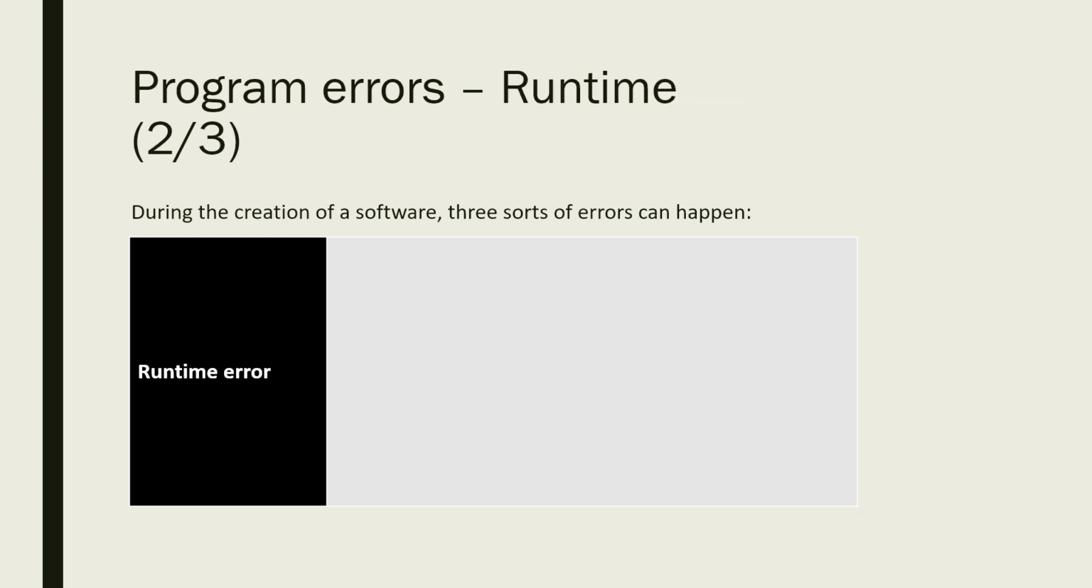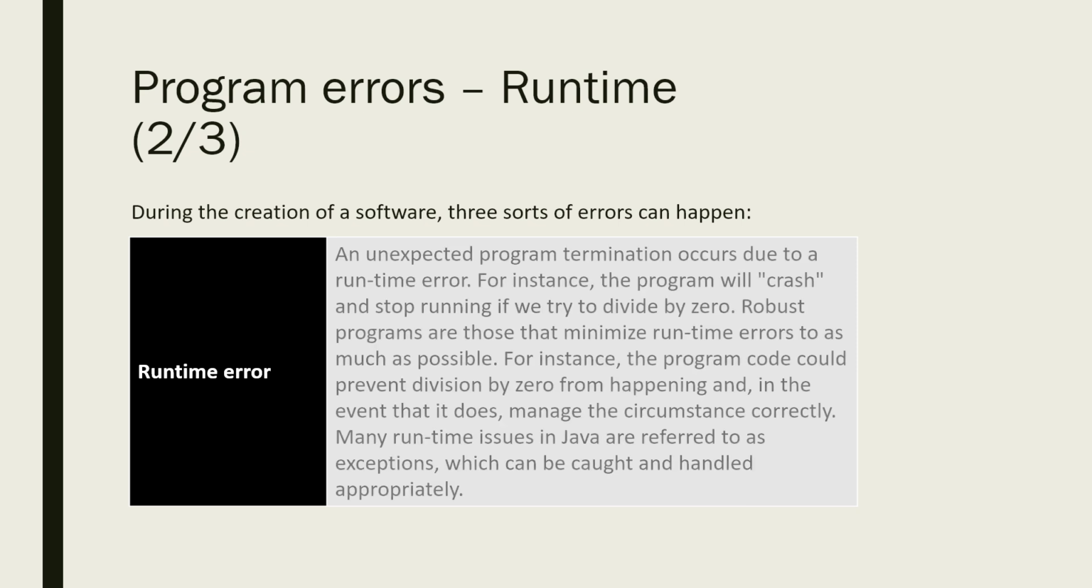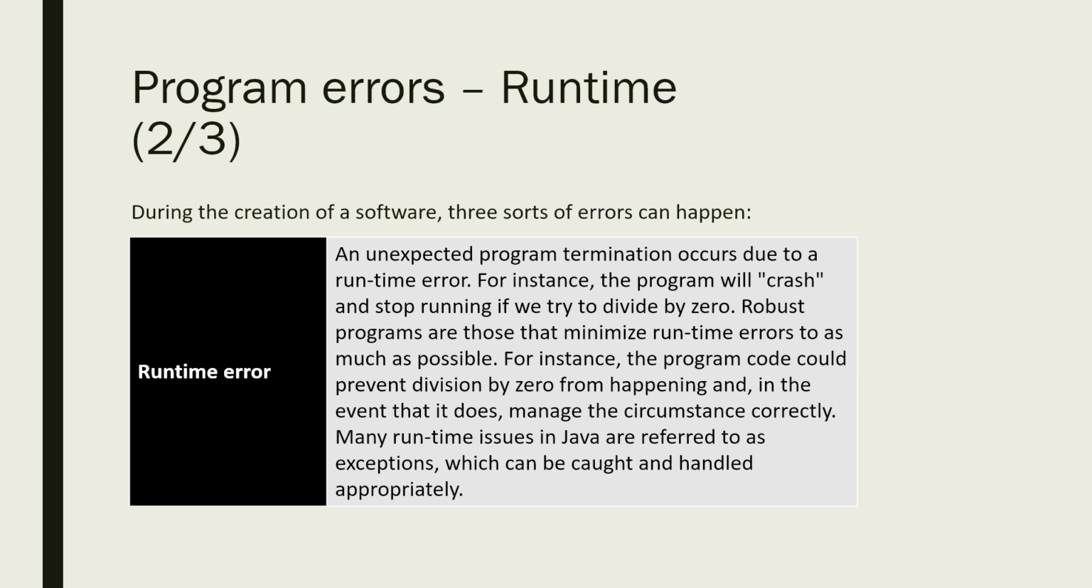The second kind of error is called runtime. Runtime is when you are executing the program and the program will terminate before getting a result. A possible example is a divide by zero error. Divide by zero, of course, cannot happen. And if you try to give a zero divisor, you will find yourself out of the program. The program will end.